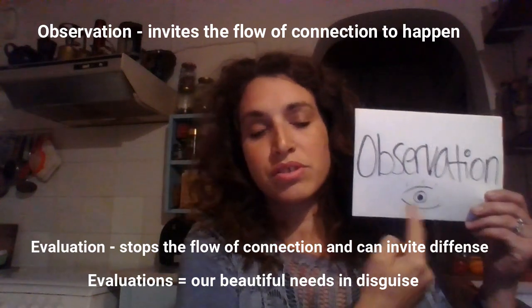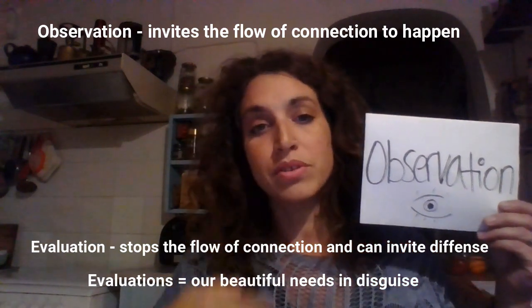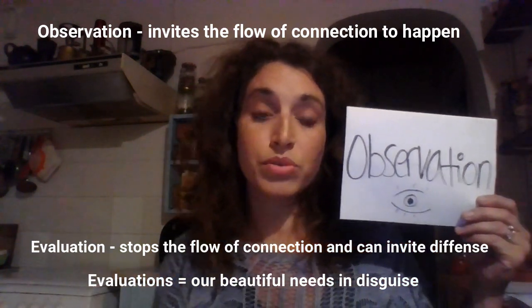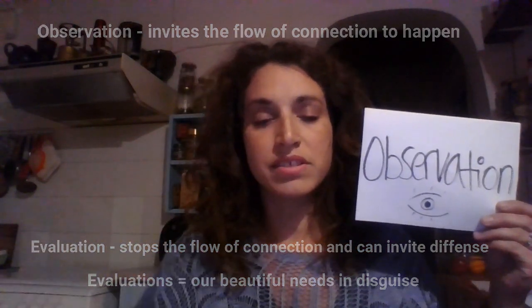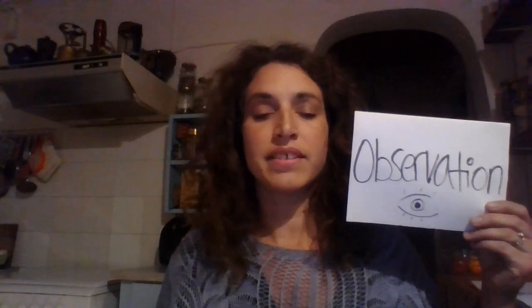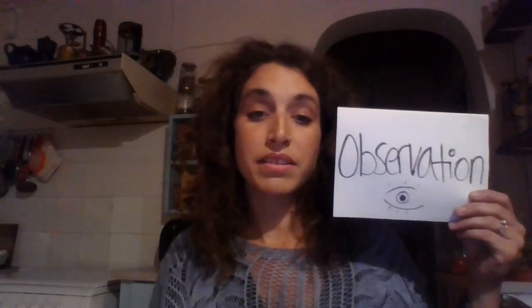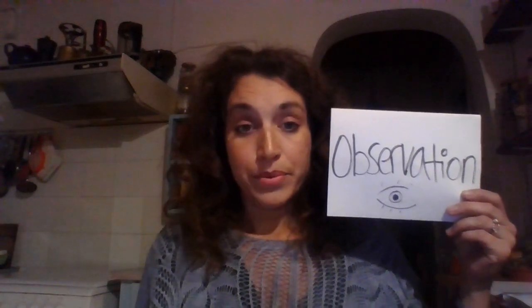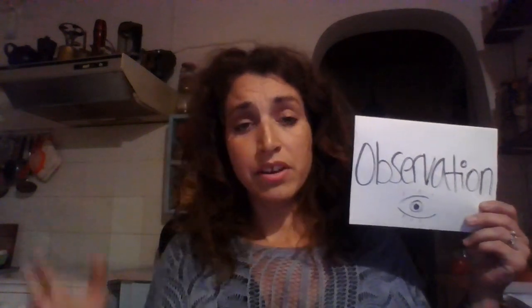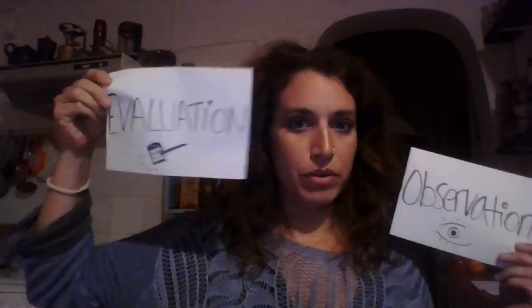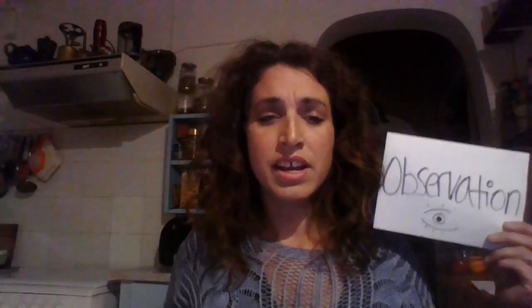We normally don't just stop at this. The observation moves on to the other steps in NVC, which we'll talk about later. But this allows that flow of connection to continue if we just say what it is that we've seen or we've heard the other person do or say. So, for example, we have the sentence, you never do the dishes. So how can we change that from an evaluation, you never do the dishes, into an observation?